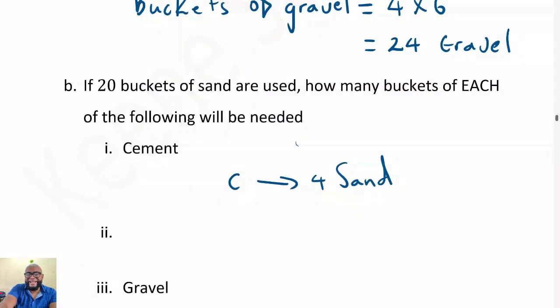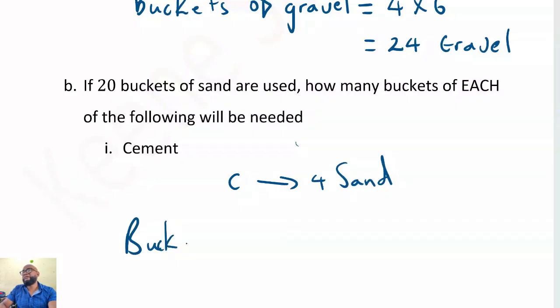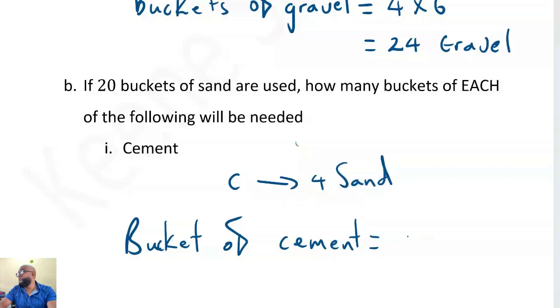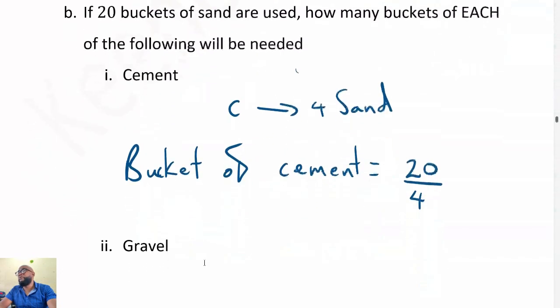5. Excellent. Now we talk about, so buckets of cement will be actually equal to the 20 sand divided by the 4. Because for every 4 sand, I must have how much cement? For every 4 sand, I must have 1 cement. So 20 divided by 4 would give me 5.